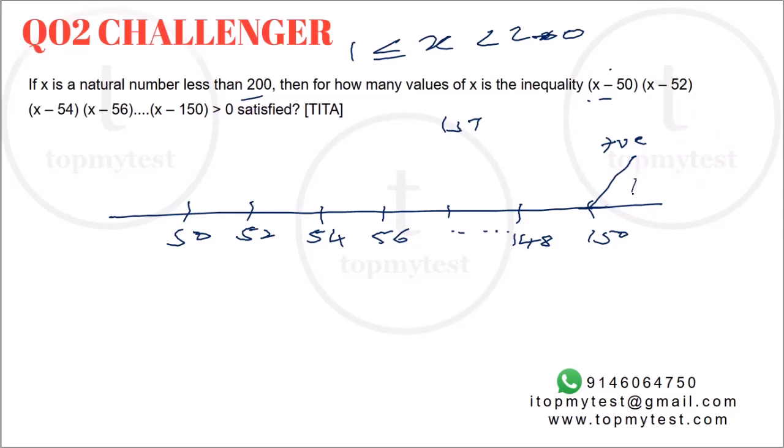So all numbers from 151 till 199. We cannot take 200, it has to be less than 200. So 151 to 199, all these numbers will be positive. How many numbers are there? 49 numbers.